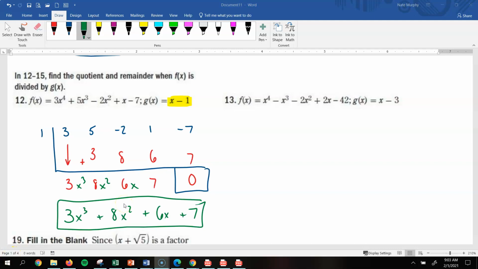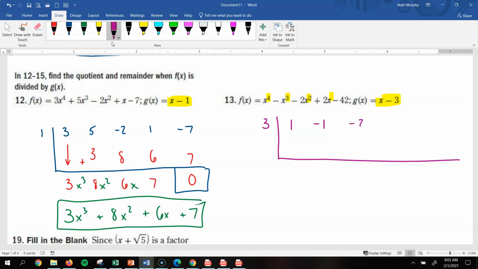All right, let's look at number 13 now. I'm going to do the same way, with synthetic division. So we start with the x minus 3, and the 0 there would be a positive 3. Then we look at our numbers here, make sure that every term is represented, and we do. We have 4, 3, 2, 1, and none. So I'm going to put my coefficients down now. The coefficients would be 1, -1, -2, positive 2, and -42. And then we put our box for remainder down below.